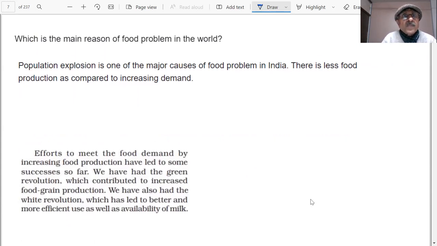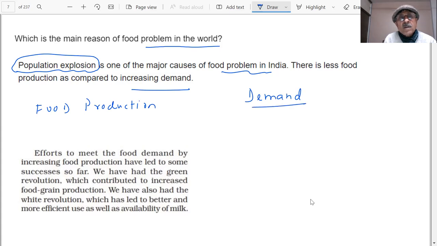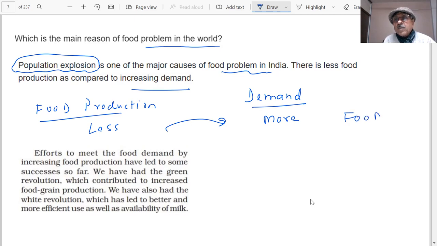What else is happening? What is the main reason of the food problem in the world? What is the problem in the world, student? Food problem. Again, we are talking of the population explosion. It's one of the major causes of food problem in India. There is less food production compared to demand. Food production, one is food production, and you have a demand, student. This is less, demand is more. Then what will happen? This will lead to a food problem.